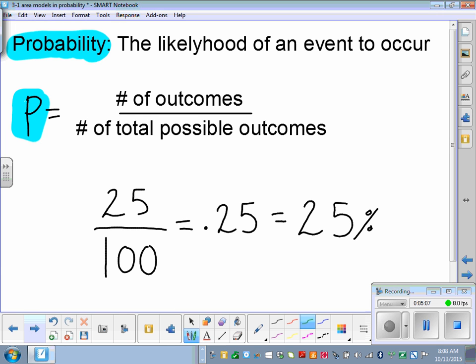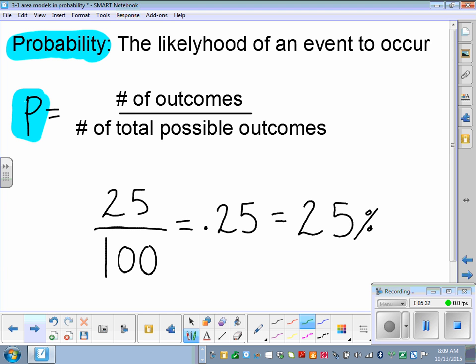Right, so now once again, still with probability, I just said it is the likelihood of an event to occur. Now, if we're not given the individual probabilities, we can calculate the probability by taking the number of outcomes that we're desiring divided by the number of total possible outcomes. So really the number of outcomes over the total number of possible outcomes. So that's how you can find probability, by calculating it by hand.